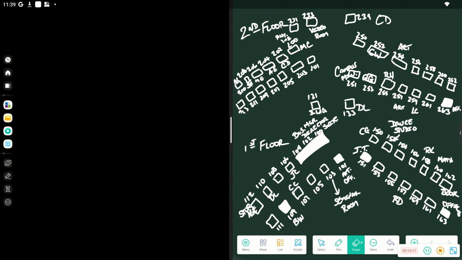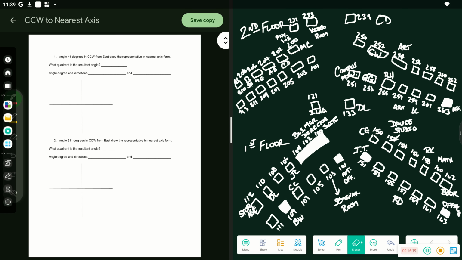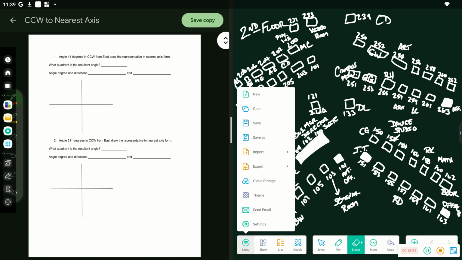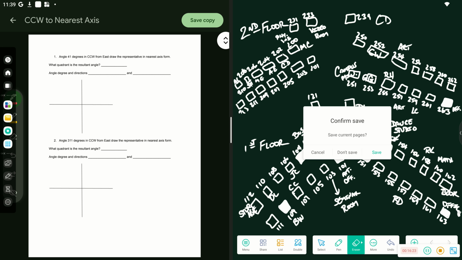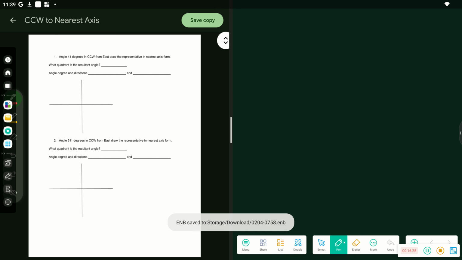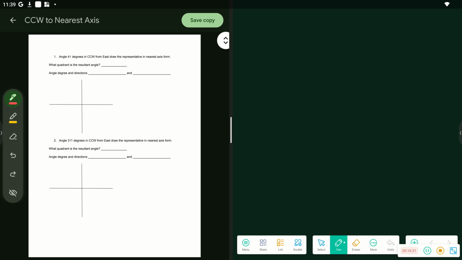Okay? All right. So let's look at this one. This is what I want. Okay. This is not what I want, though. Let's go new. Save. Okay. So, angle 41. Angle 41 degrees counterclockwise from east. Draw the representative in nearest axis form.